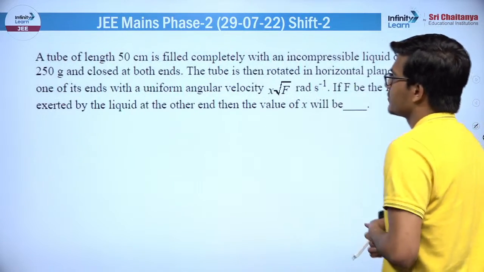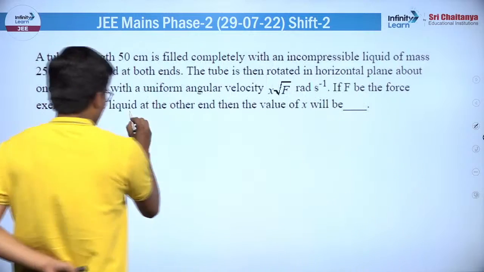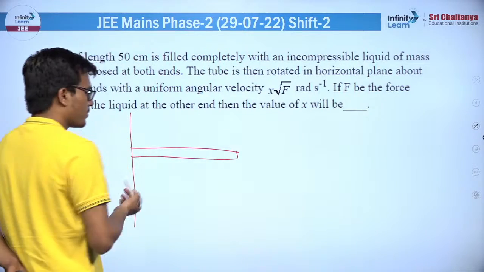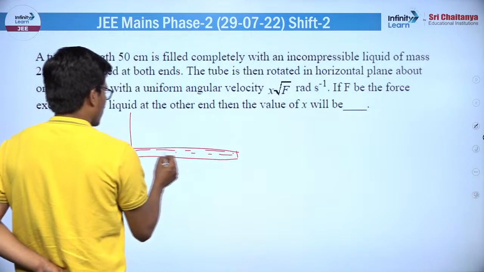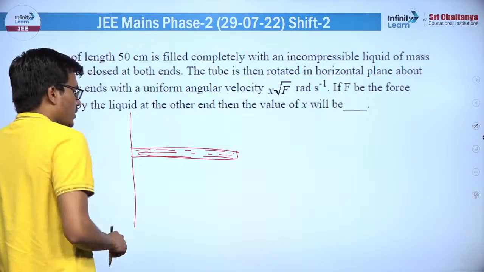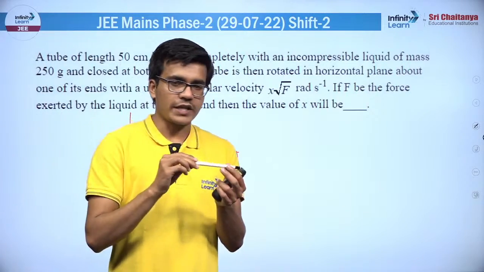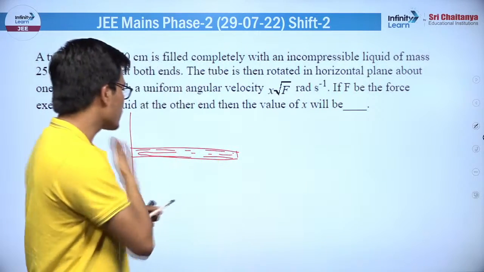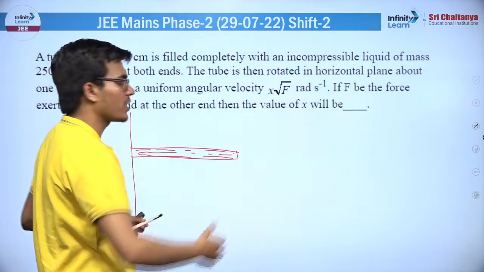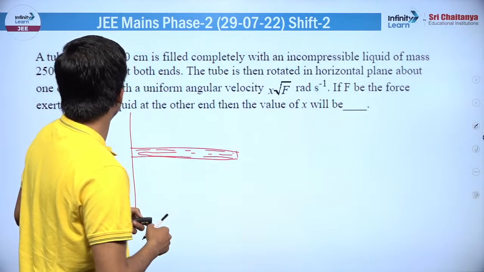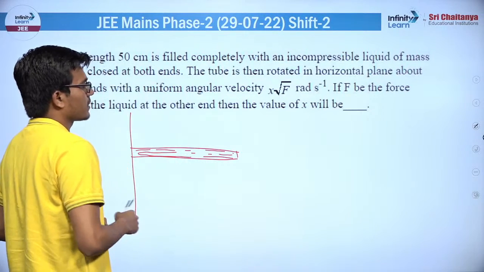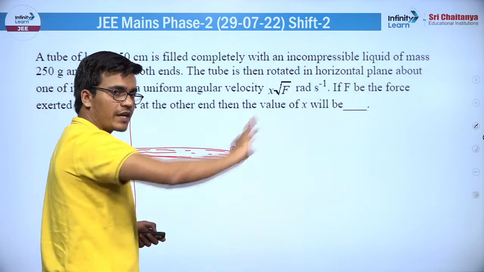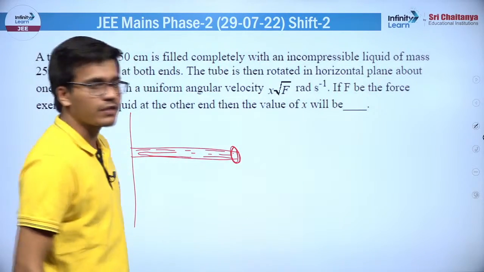A tube of length 50 centimeter is filled completely. Good question, I would say. This question you can assume like from the fluid mechanics chapter, or you can assume from circular motion also, right? So if you rotate a rod like this, which is filled with a liquid, due to centrifugal force, this liquid will shift in that direction, right? So what will be the force exerted at the other end? You know that liquid will come towards that side and it will apply some force, and you need to find that force.